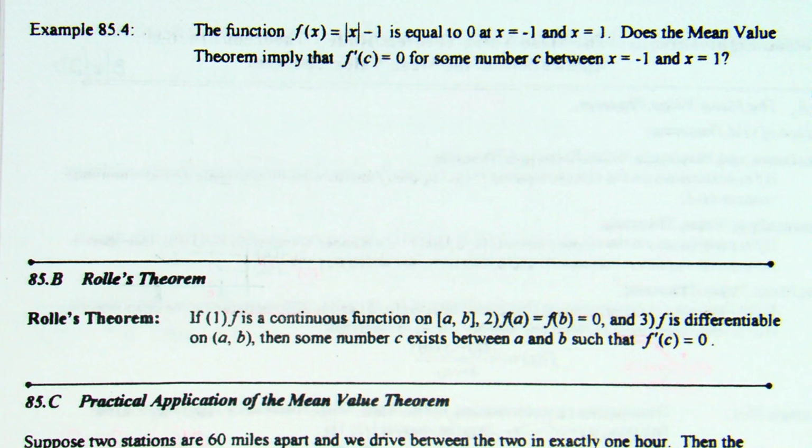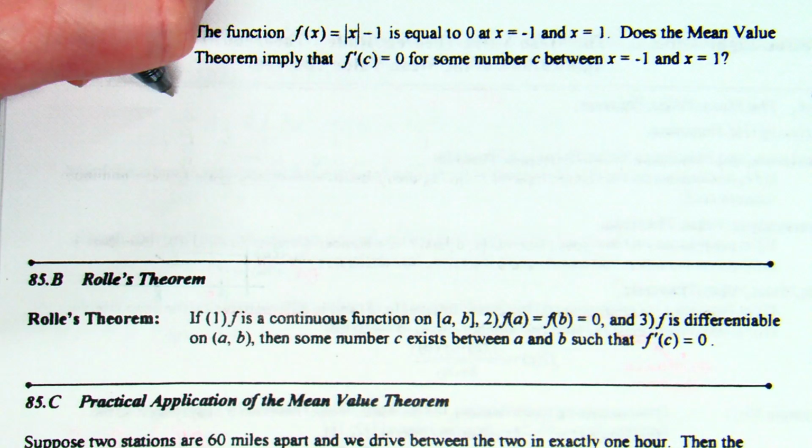Okay. Are we ready for example 4 yet? Maybe. The function f of x equals the absolute value of x minus 1 is equal to 0 at x equals negative 1 and x equals 1. Does the mean value theorem imply that f prime of c equals 0 for some number c between negative 1 and 1? Okay, so the first question.